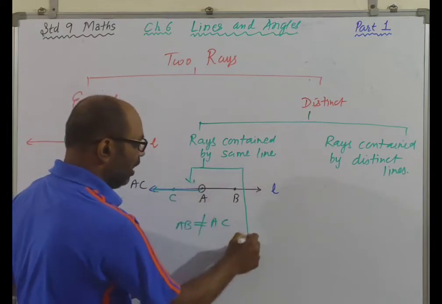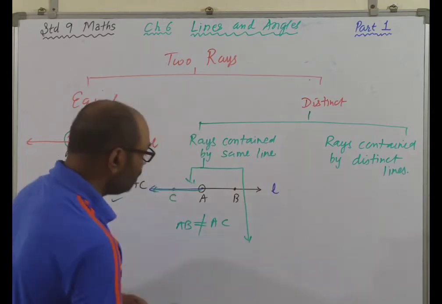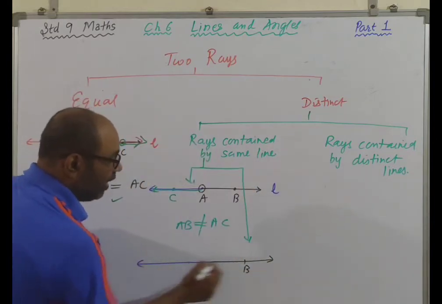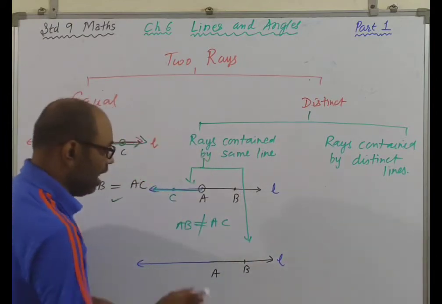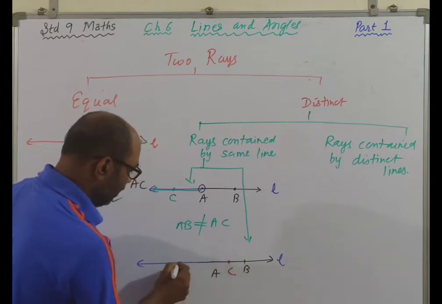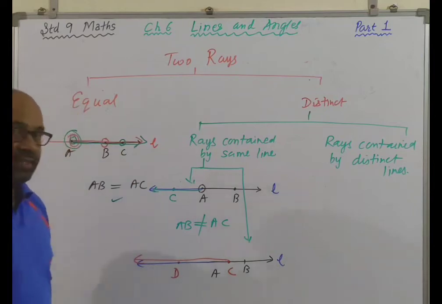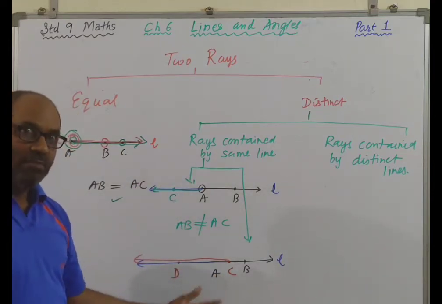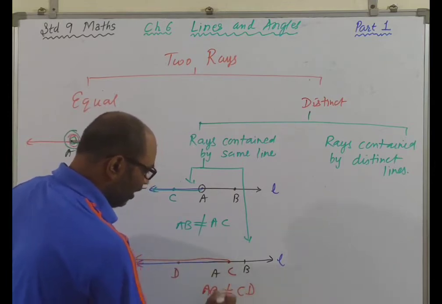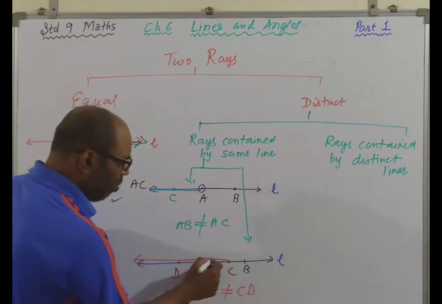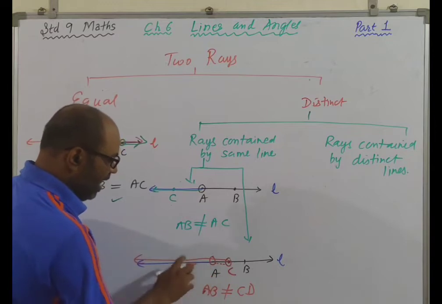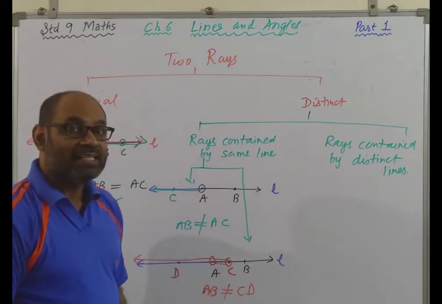Now the other situation. All right. Look. This is a ray AB. Let's say it is contained by line L. Now I'm choosing one more ray. Let's say this point is C and this point is D. These are distinct rays. They are contained by the same line, but still they are distinct rays. Do you understand? Ray AB and ray CD are not equal. Why? Because they are not coinciding. Now look, the points from A or C and the points in between are common. But between B and C, between A and D, the points are not common. So they are distinct rays.